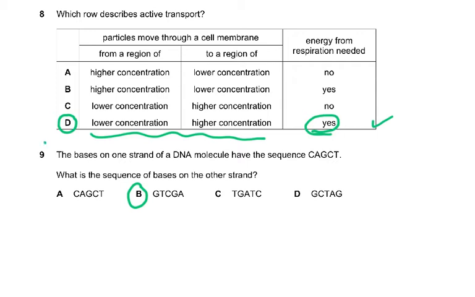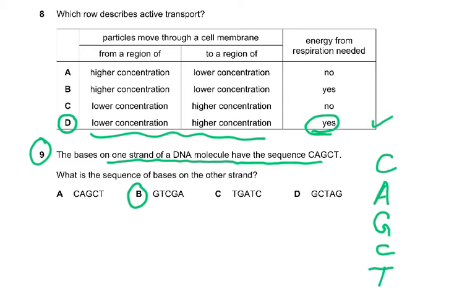Then number 9, the bases on one strand of a DNA molecule have the sequence C, A, G, C, T. What is the sequence of bases on the other strand? Now you know C always pairs with G, A always pairs with T, G always pairs with C, and C with G, and T with A. That's the base pairing rule.